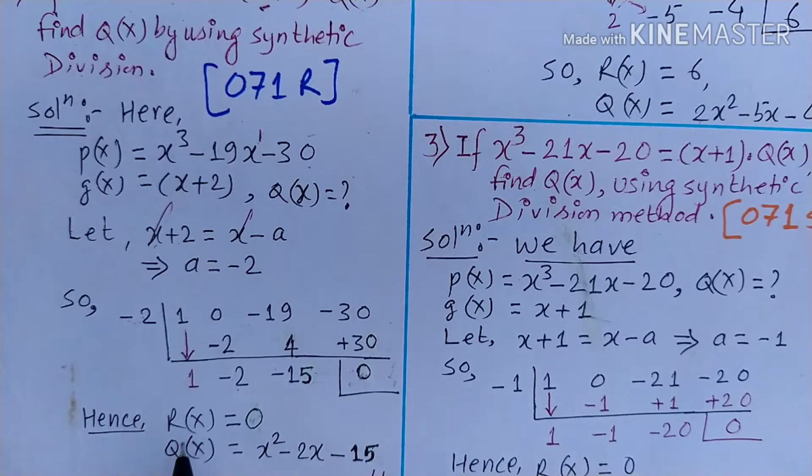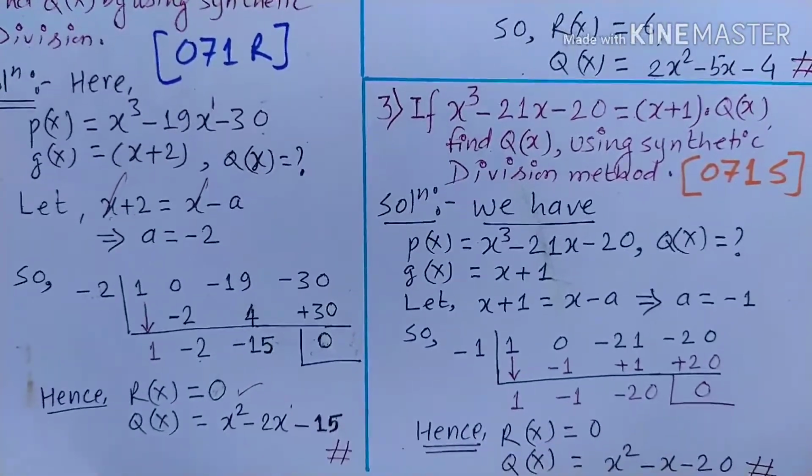So r(x) is equal to 0 is the remainder, and to write the quotient, we can see here there are 3 terms, 1, 2, 3. The last term is minus 15, it is the constant, and the second term is minus 2, we should write x having degree 1, and the first term can be written as x square. These are the quotient and remainder.